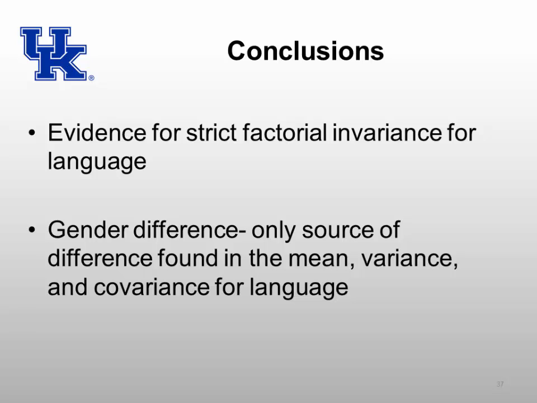So as a conclusion, we find evidence for this language measurement tool that it holds the strict factorial invariance. So we can confidently make any comparisons between boys and girls based on these 4 items. And all the differences we found are due to the real gender difference instead of any measurement errors.